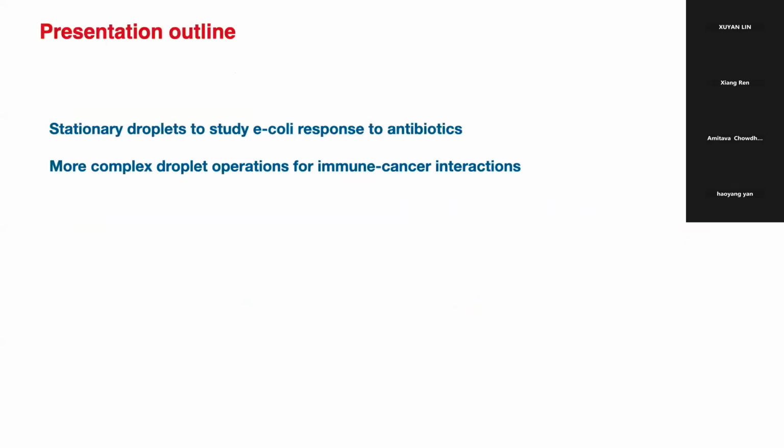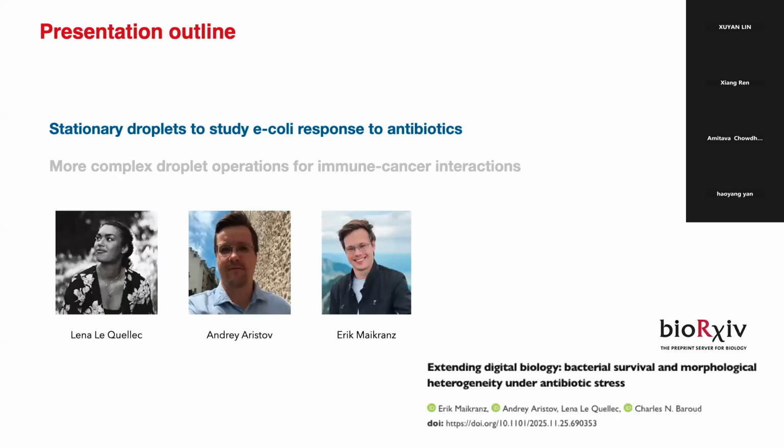So I will show you two examples. I will not go into a lot of detail, but I will show you two ways in which we are working along these lines. The first one is to use stationary droplets to study the response of E. coli to antibiotics. This is a long project, but most of the results I will show you today were produced by Lena Lekelek, Andrei Aristov, and Eric Micrans. And this data is in a bioRxiv preprint that you can download.